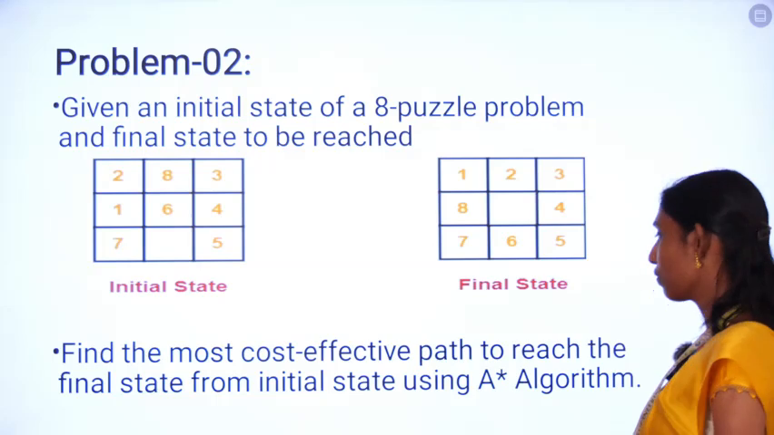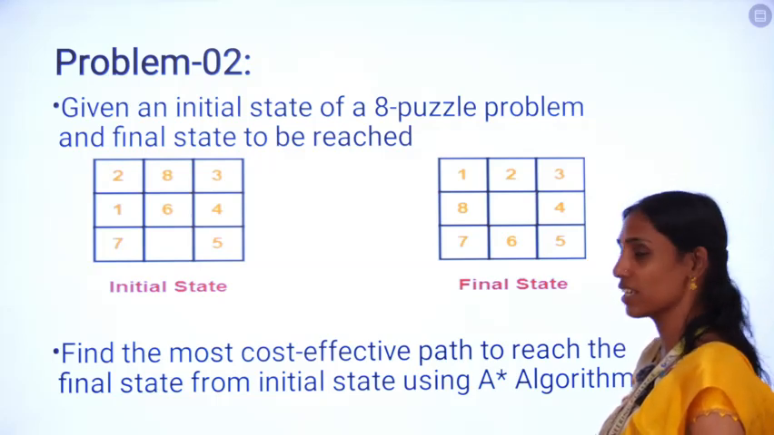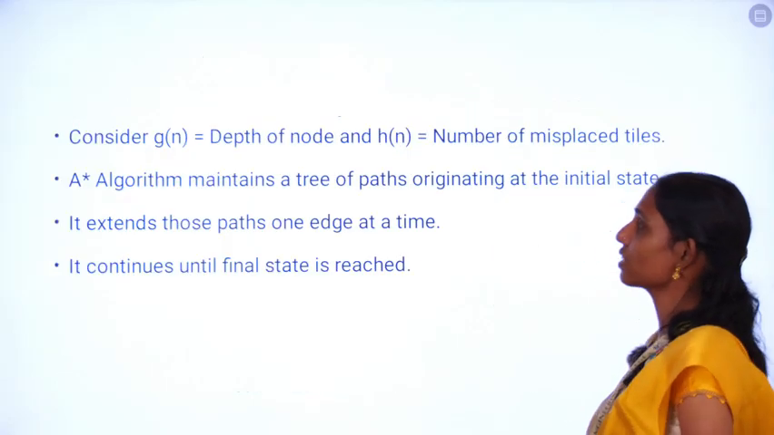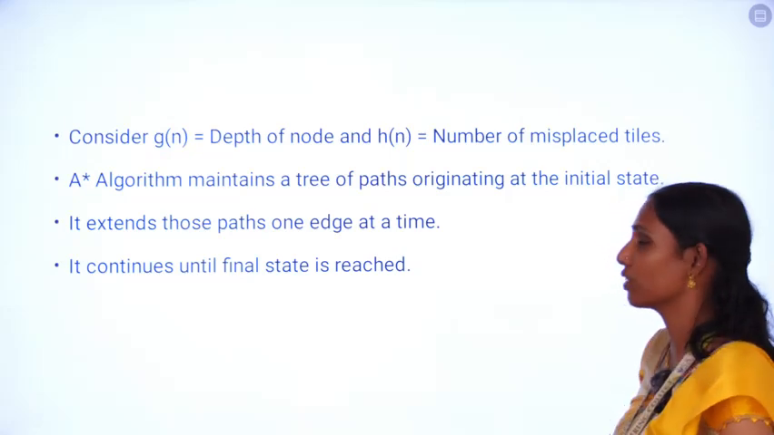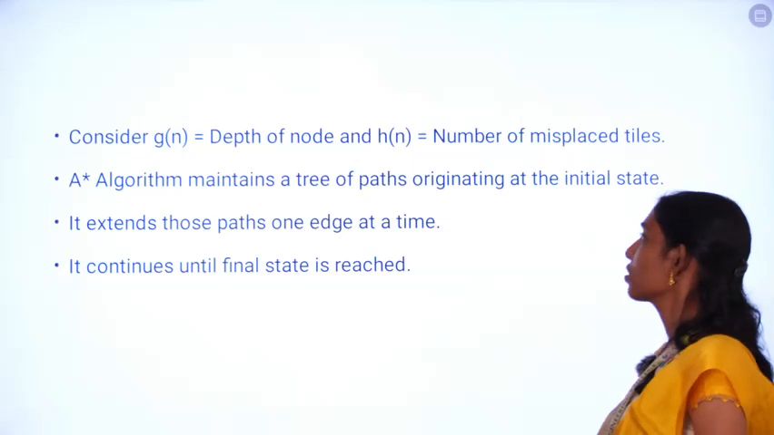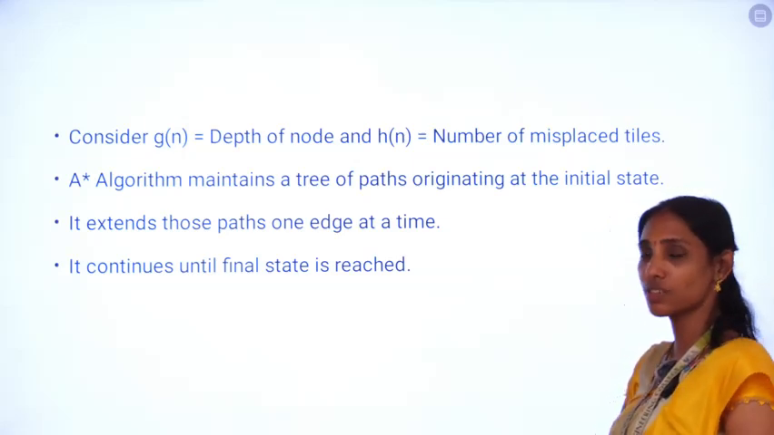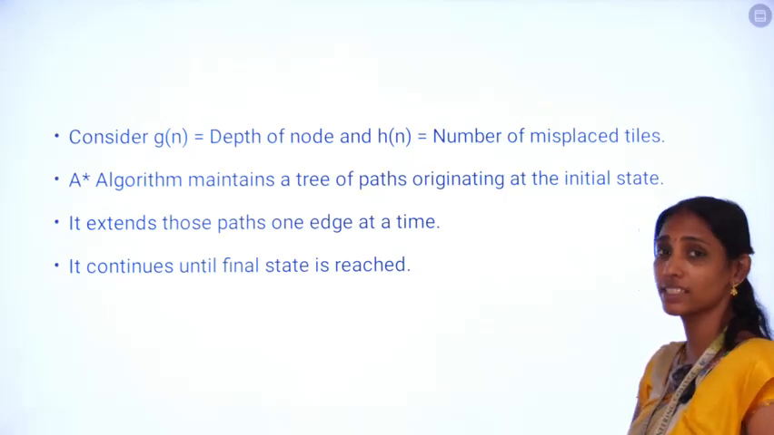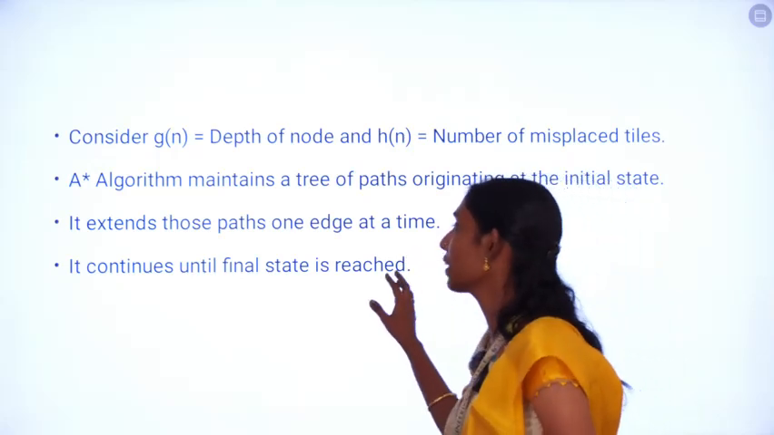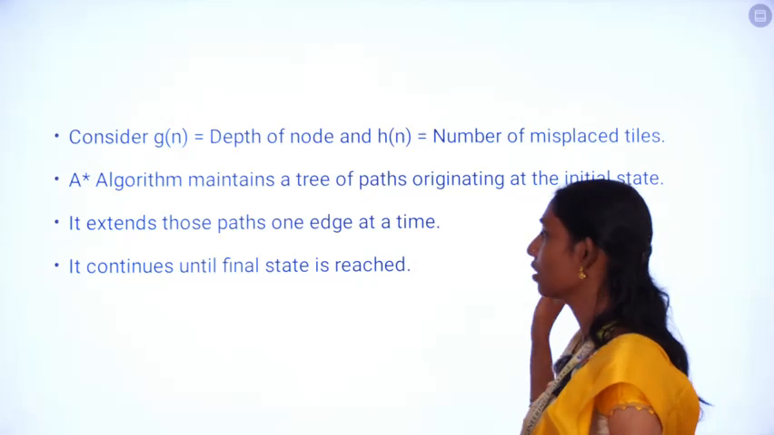So what we have to do is find the most effective path to reach the final state from the initial state. In this, your G of n is the depth of the node and H of n is the number of misplaced tiles. So here it entirely differs. It does not get the cost value. Here it takes the number of misplaced tiles. So your A star algorithm here maintains a tree of paths from the initial state to your final state.